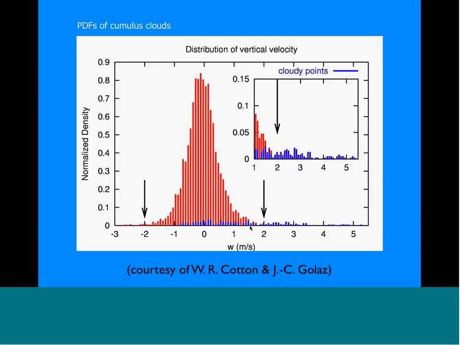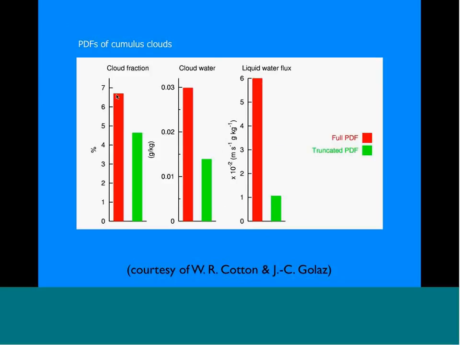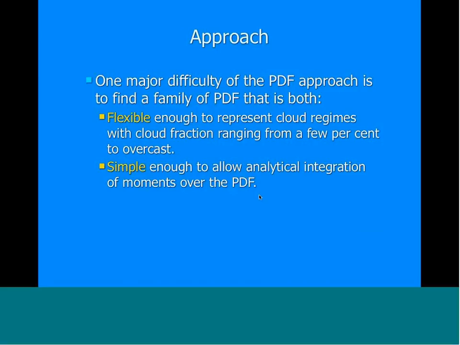If we just include them, then we get these values of cloud fraction, the green, sorry. Then we get these values of cloud fraction, cloud water, and liquid water flux. When we include all the points, including that long tail, then we get the red bars. And you can see there's a huge difference, especially in things like the cloud water and the liquid water flux, which is an important term in the buoyancy flux. So we'd like to use a PDF that is a PDF shape, that is flexible to represent cloud regimes of all types, few percent to overcast, and simple enough to allow analytical integration of the moments over the PDF.